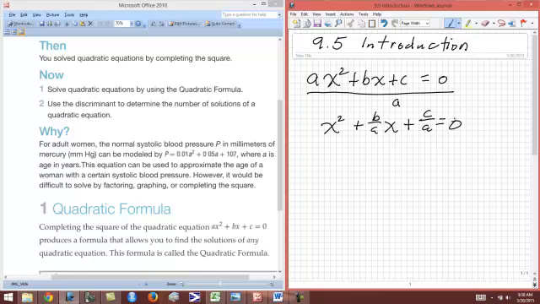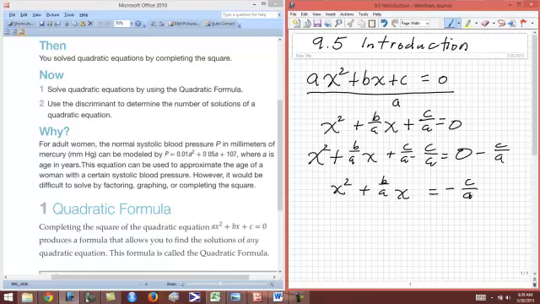Now we want to take the first two terms, x squared plus b over ax, and make them into a perfect square trinomial, which means we have to get rid of c over a. So we'll have x squared plus b over ax plus c over a minus c over a equals 0 minus c over a, or just negative c over a, which leaves us x squared plus b over ax equals negative c over a.